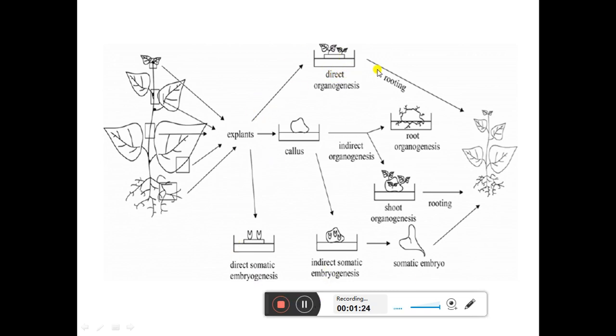The direct organogenesis also leads to the formation of the plant. Next, somatic embryogenesis: there are mainly two types, direct somatic embryogenesis and indirect somatic embryogenesis. And here also there is direct organogenesis and indirect organogenesis, which shows the formation of the plant.